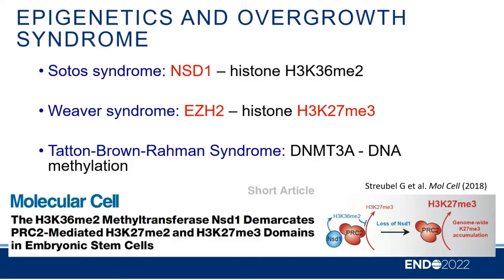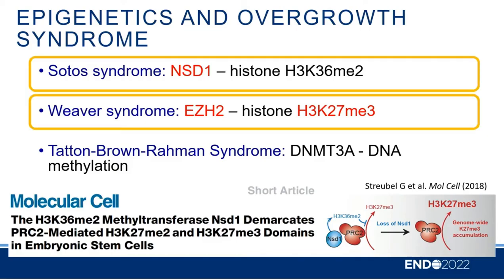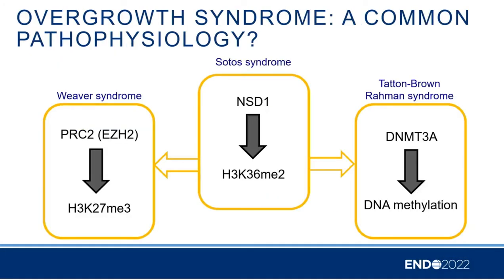similarly, the NSD1-controlled H3K36 methylation can affect PRC2 complex-mediated H3K27 methylation. So maybe H3K27 is also dependent on NSD1 activity. And so there you have it. Maybe all three overgrowth syndromes could share a common pathophysiology.